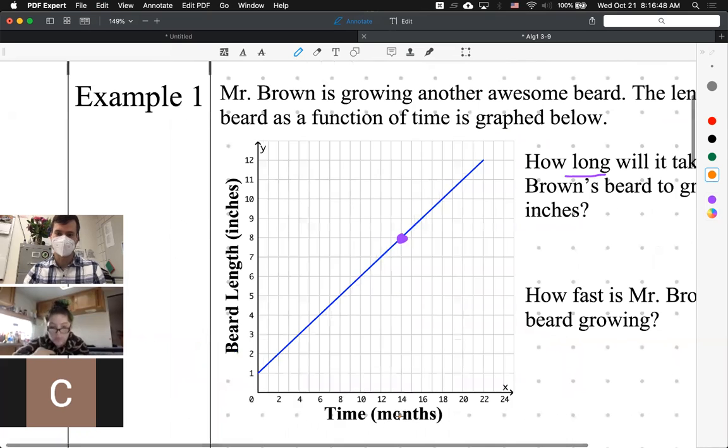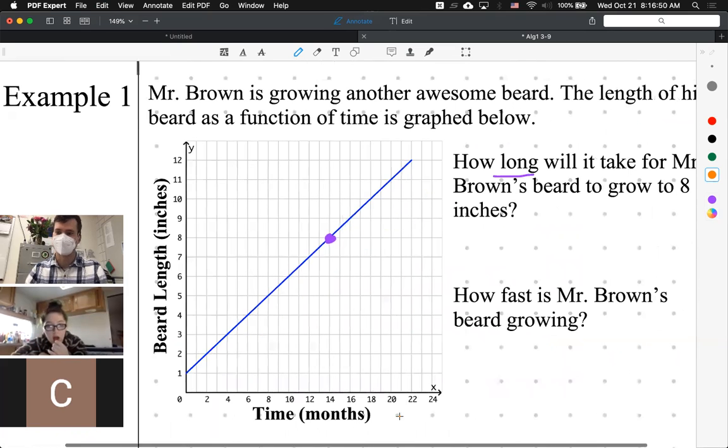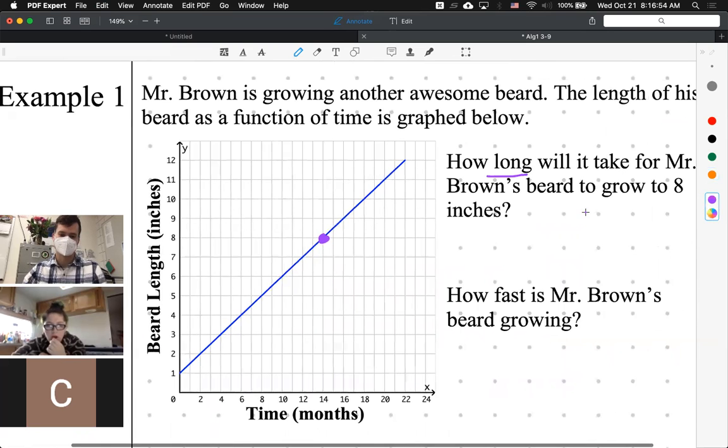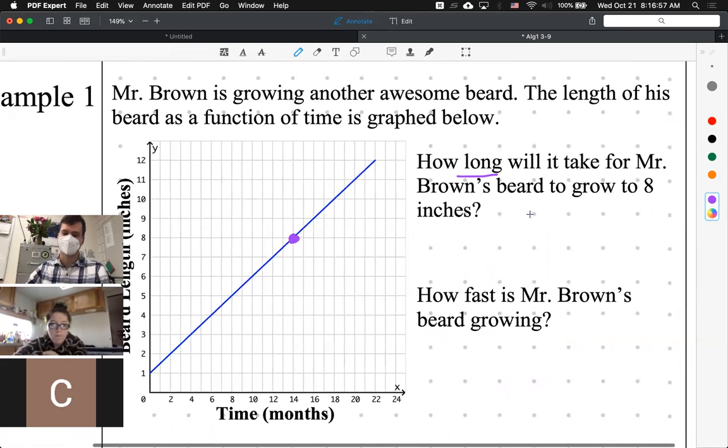And I believe I made that problem pretty accurate. I just Googled the average hair growth. I mean, it varies from person to person. Maybe we should go ask Mr. Brown when he comes in at the end of the period how fast his beard grows.